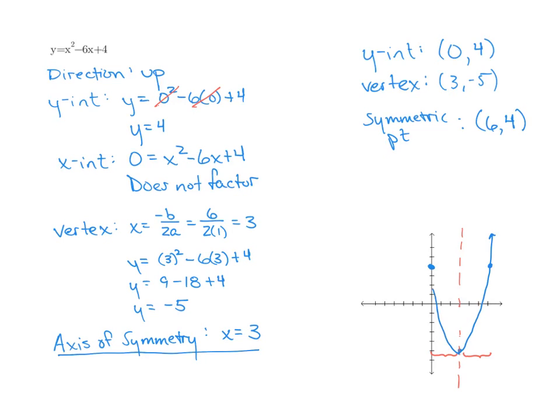It's going to look something, hopefully a little better than that. Let's go ahead and label our points. We have our y-intercept is 0, 4. Our vertex is 3, negative 5. Our symmetric point is 6, 4. And our axis of symmetry is x equals 3. All right, so that takes care of that one.